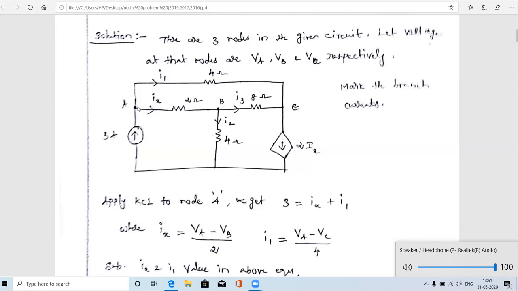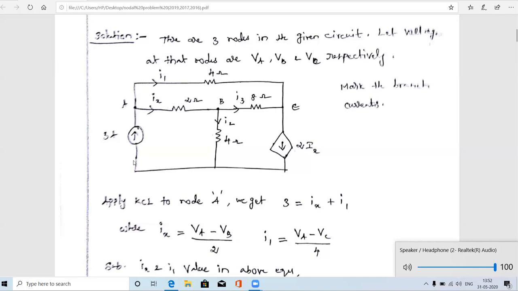What is Kirchhoff's current law? For any junction, the sum of incoming current is equal to the sum of outgoing current. So you see the node A. For this node A, what is this 3 amps current? This 3 amps current is an incoming current. And this Ix is an outgoing current, so from node A the current is emerging. Similarly, I1 is also an outgoing current.